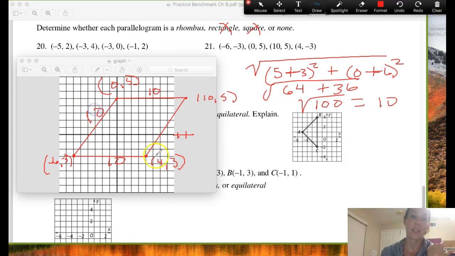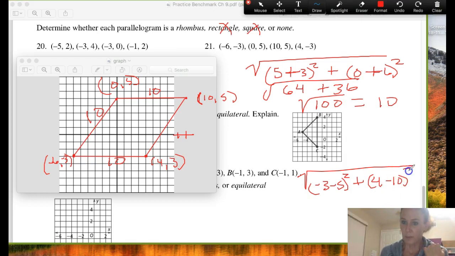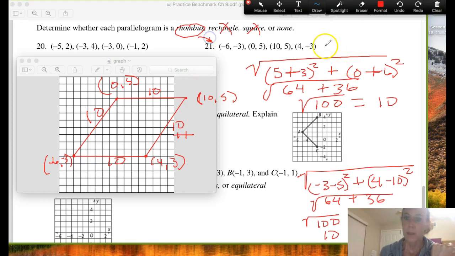Ding, ding, ding. It is. Go ahead and check this one and make sure it's 10 also. So do the distance between these two. So between these 2 points, I'm going to go y minus y. So go -3 minus 5, square it, plus x minus x, 4 minus 10, and square that. -3 minus 5 is -8. -8 squared is 64. 4 minus 10 is -6. -6 squared is 36. And once again, that's going to add up to be 100, and the square root of 100 is 10. So yes. So what I have here is a rhombus. This is a rhombus.